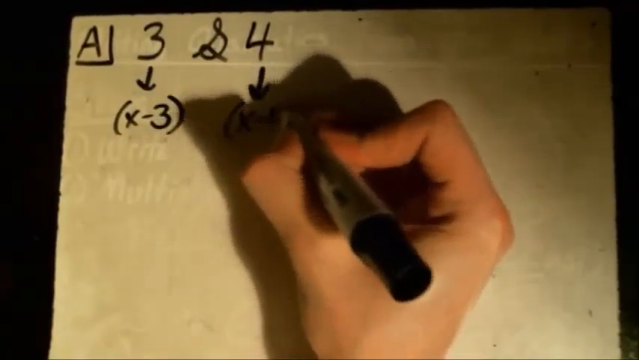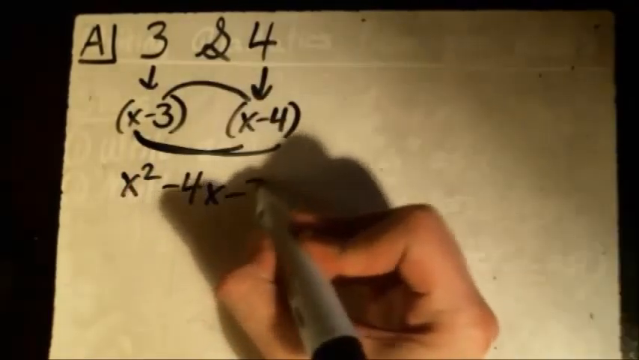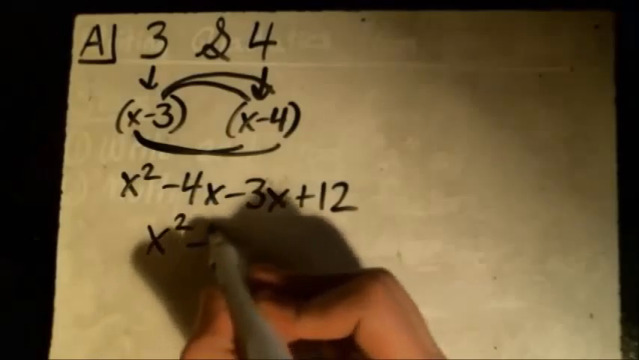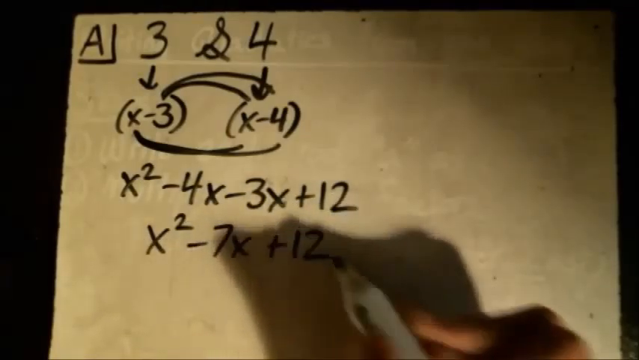For a, we have 3 and 4 as our roots, and we want to write it as a quadratic. So I'm going to turn 3 into x minus 3, and I'm going to turn 4 into x minus 4. So that's step 1, and then step 2, use FOIL. So x times x would be x squared. X times negative 4 would be negative 4x. Negative 3 times x would be negative 3x. And then negative 3 times negative 4 would be positive 12. Combine like terms, so you get x squared minus 7x plus 12.